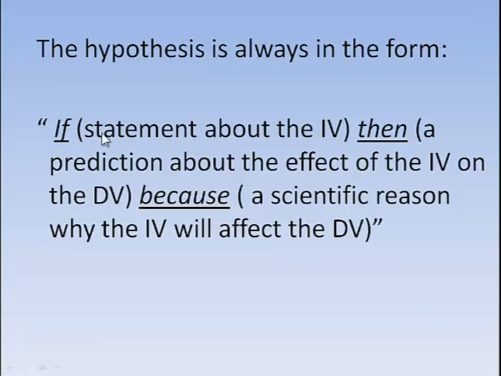After the if, we make a statement about the IV, the independent variable. After the then part, we make a prediction about how the IV is going to affect the DV. And after the because, we give a scientific reason for why we believe the IV will affect the DV in the way we predicted. You can't say, because I think that's the way it works. That's not a scientific reason.